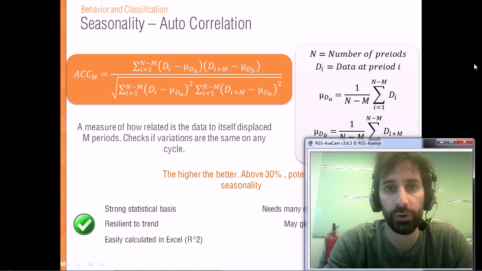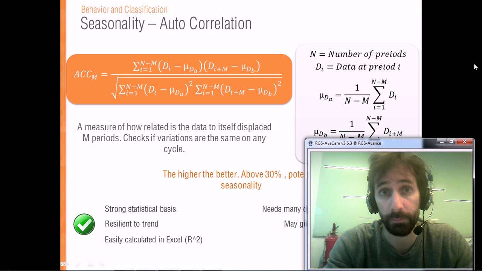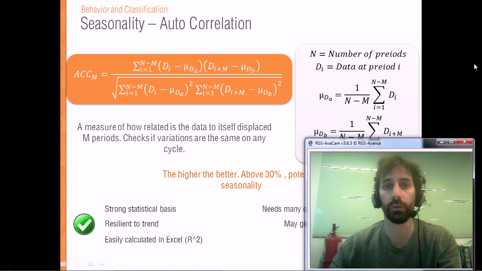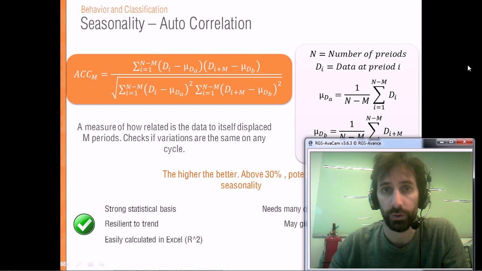Autocorrelation is a main metric used in most software packages to assess the presence of seasonality. It's also used by SAP APO, and it uses it for two purposes. One is in their auto selection model to understand the presence of seasonality, and the other one is when you choose seasonal linear regression. If the autocorrelation is below a certain threshold, it will default to linear regression.